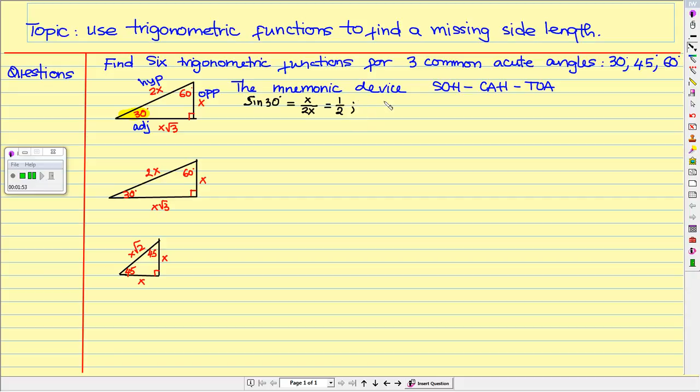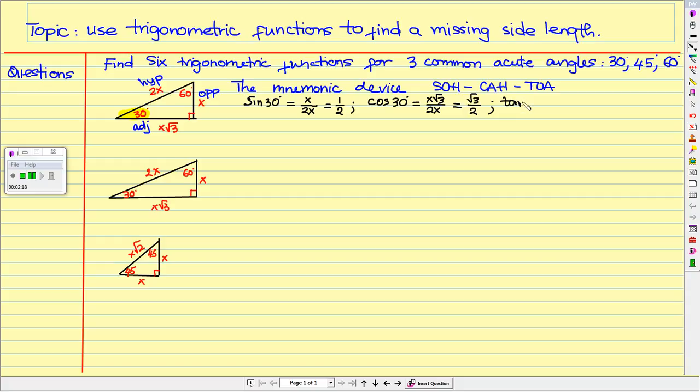Next, we move on to cosine. Cosine of 30 degrees equals adjacent, which will be x square root of 3, over hypotenuse, which is 2x. Reduce this fraction to give us square root of 3 divided by 2.